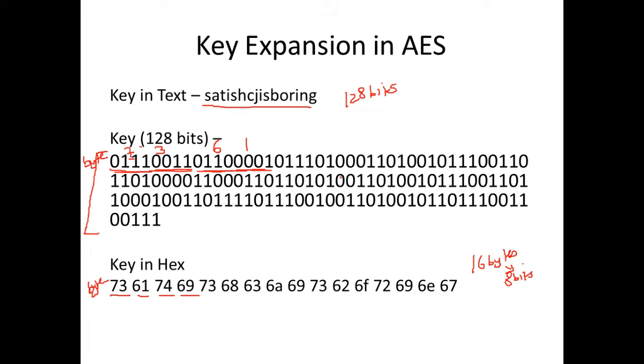So we have taken this key and we have a byte level representation of the key. And for better understanding, I have even mapped that. So S is equivalent to 73. A is mapped as 61. T is mapped as 74. I is mapped as 69. Everything here is a byte. 74 is a byte, 69 is a byte, 73 is a byte, 68 is a byte. Like that we have a 16 byte representation of the key.